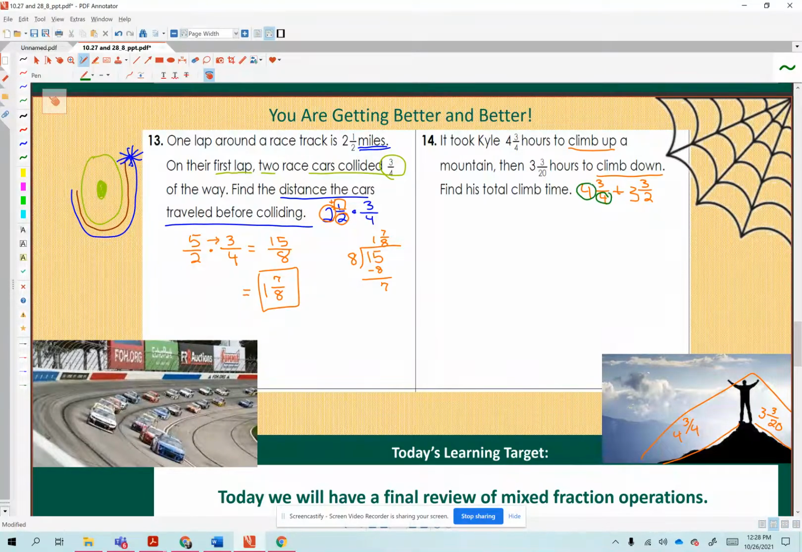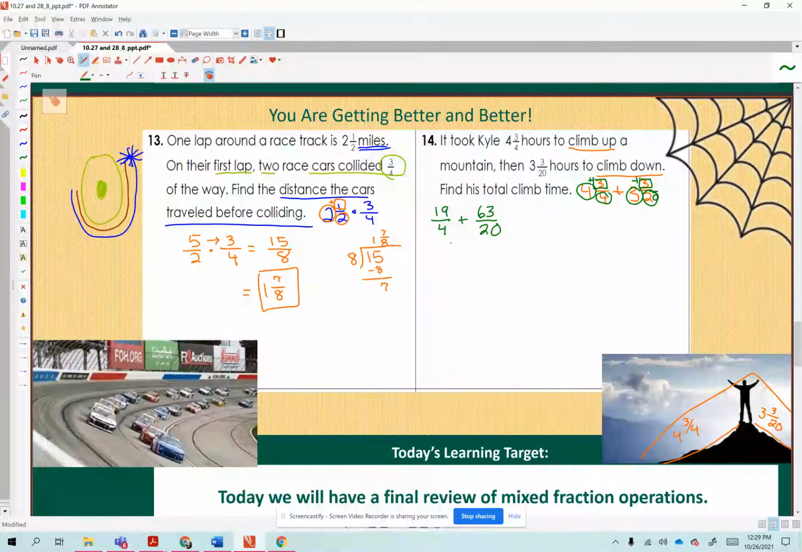4 times 4 is 16, plus 3 is 19, so that's 19/4 plus, that should be a 20 right there, 3/20. So 20 times 3 is 60, plus 3 in the numerator is 63/20.